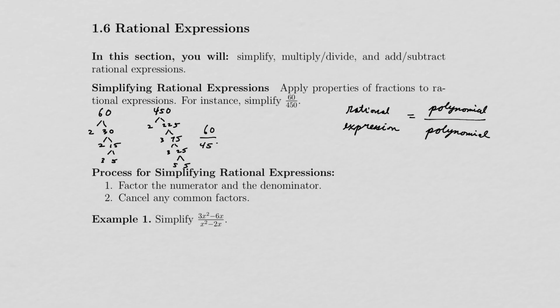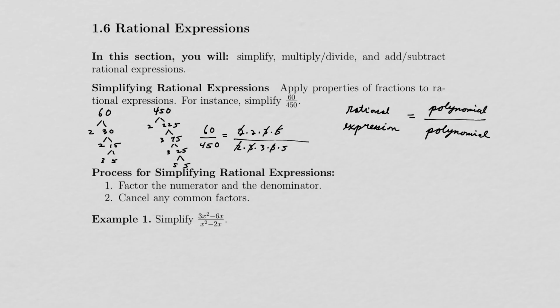So basically, 60 over 450, I can write as 2 times 2 times 3 times 5 divided by 2 times 3 times 3 times 5 times 5. And remember, there's always a 1 here too. If you cancel everything, you can't just say there's nothing left. There's always a 1 here, but we typically don't write the 1 unless we need to at the end. So in this case, there's a factor of 2 I can cancel. There's a factor of 3 I can cancel. And there's a factor of 5 I can cancel.